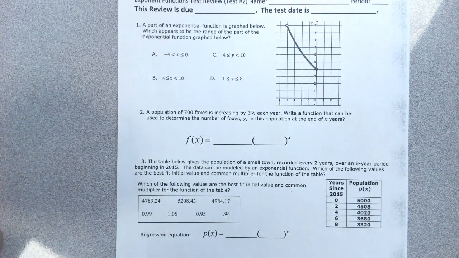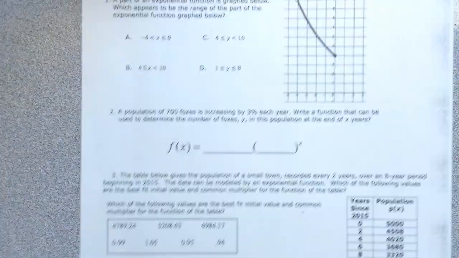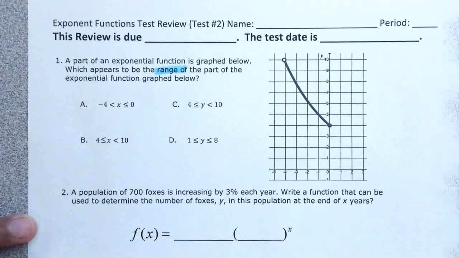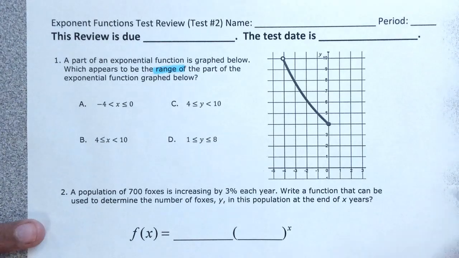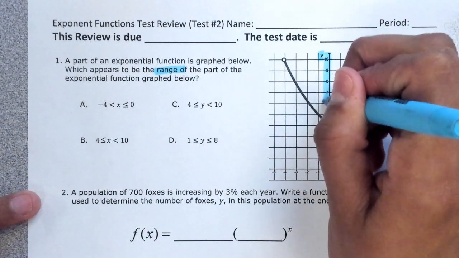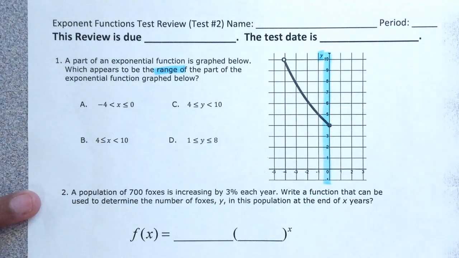This is page 1 of your exponential functions test review. Number 1 says, a part of an exponential function is graphed below, which appears to be the range of the parts of the exponential function graphed below. So your key word here for number 1 is going to be range. So my range is going to be my y-axis. So we're only looking up and down on this y-axis.